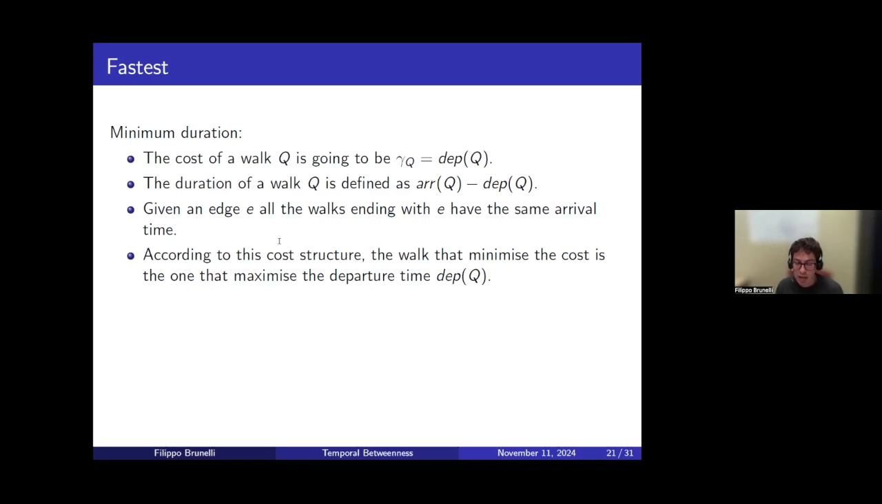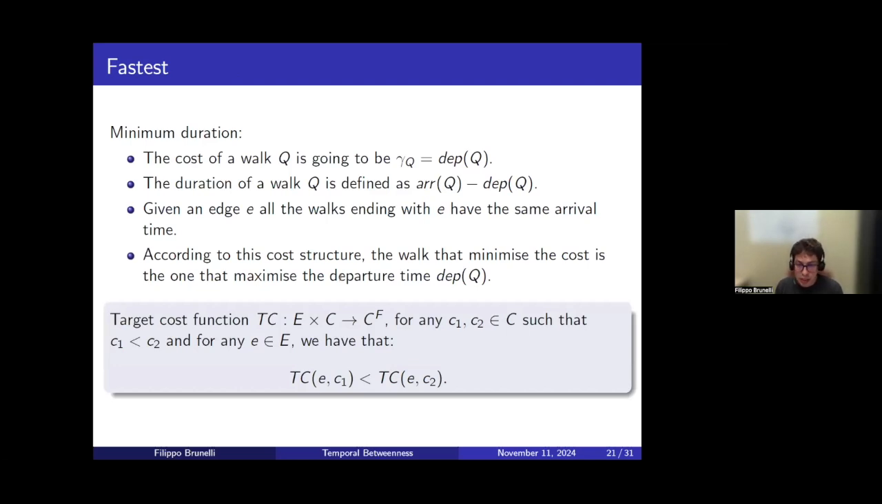And the point here is that we are interested in walks ending with the same temporal edge. When we are talking about optimal walks, we are interested in the set of temporal walks ending with a certain edge. All these walks have the same arrival time. So when we minimize the cost, we are basically maximizing the departure time. And as the arrival time is just based on the last edge, which is fixed, we are minimizing the duration of the walks ending with the same temporal edge.